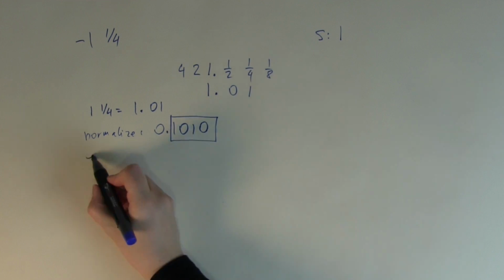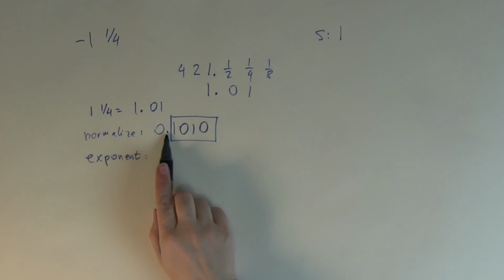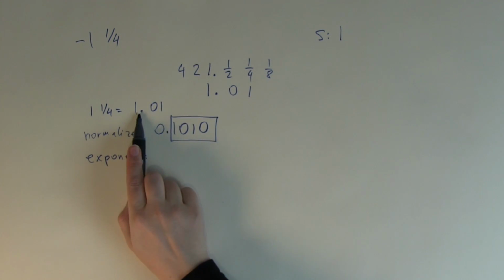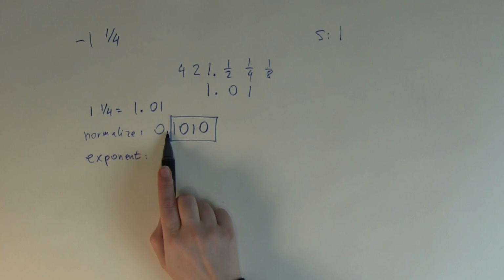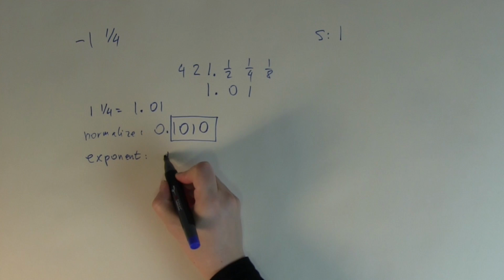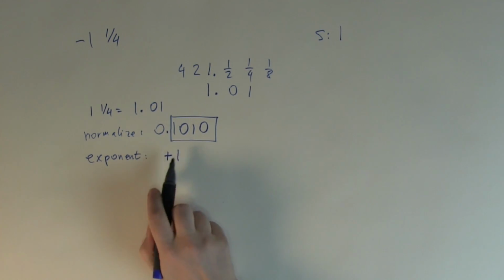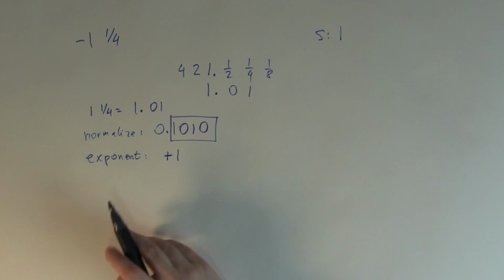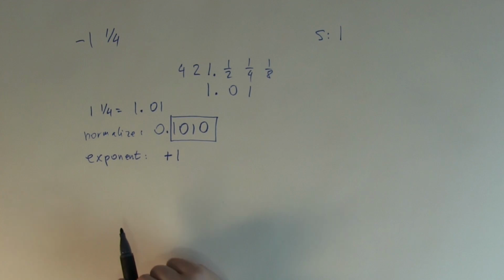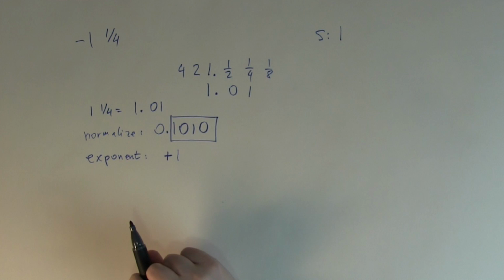Now I have to find the exponent. This is the number that the computer is given. What does the computer have to do to go back to the original number? It has to move the radix point 1 in the positive direction. So the exponent is positive 1. But this is the decimal format. So what does positive 1 look like in 3 bits excess notation?